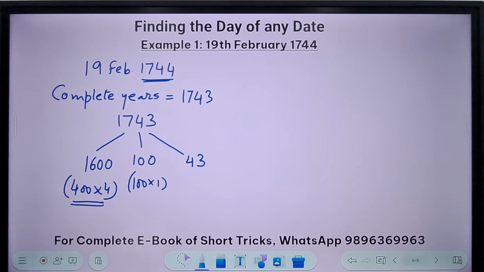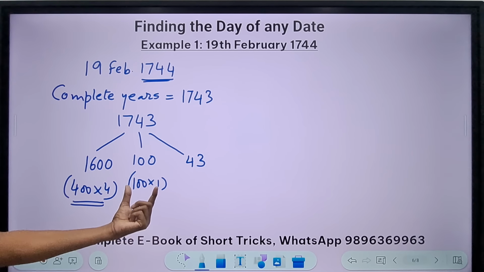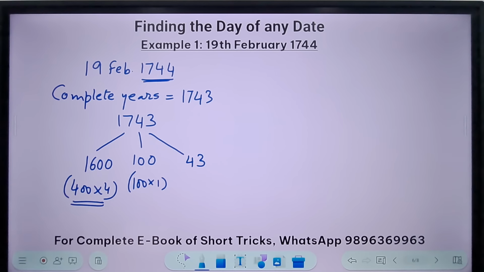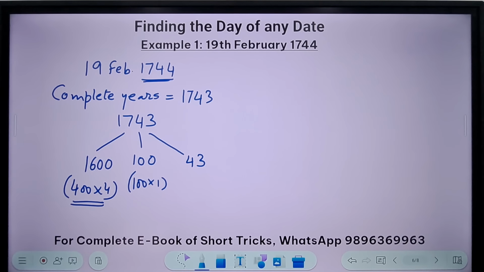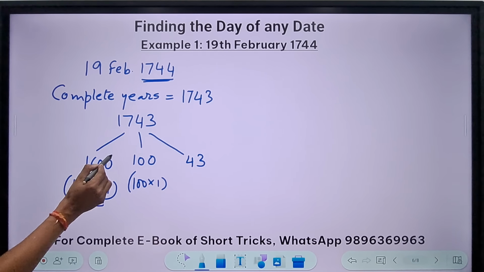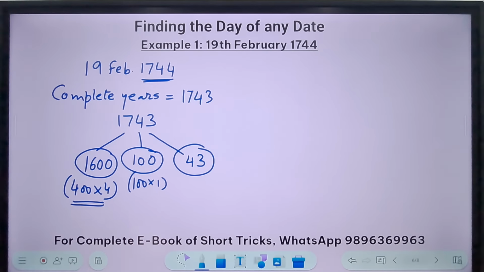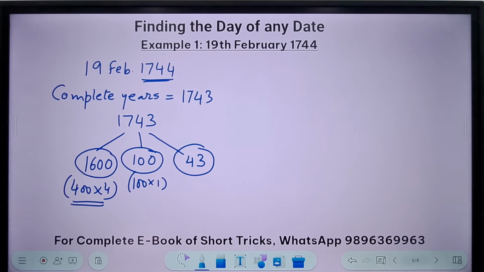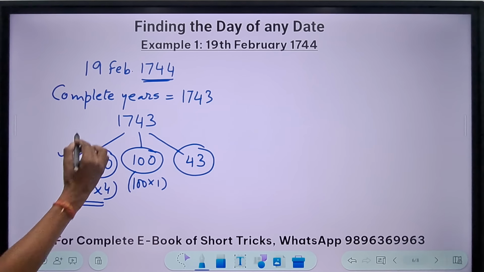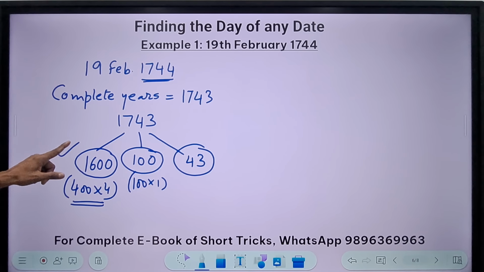So 3 categories of the years. 1600 years which are divisible by 400, and then 1 multiple of 100, and then the remaining years. Now once you categorize this, you have to find out how many odd days are there in these 1600 years, then 100 years, and then 43 years. We have to find the total number of odd days. How do you find total number of odd days in 1600 years?